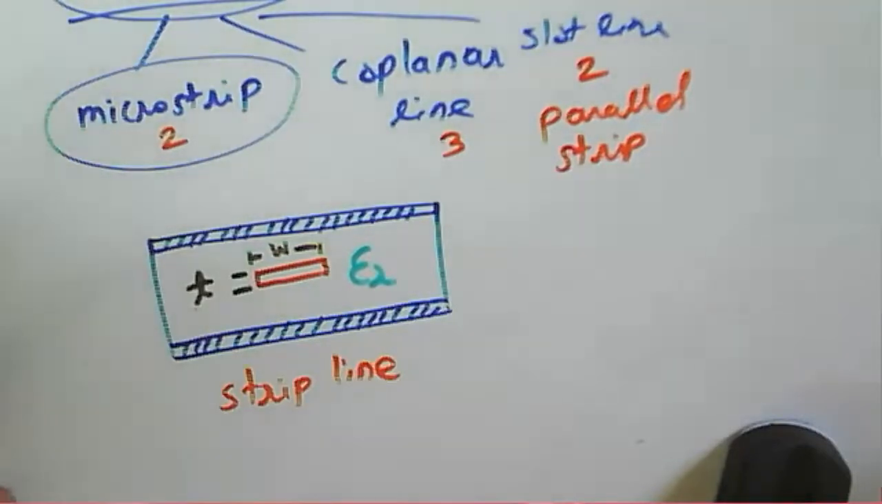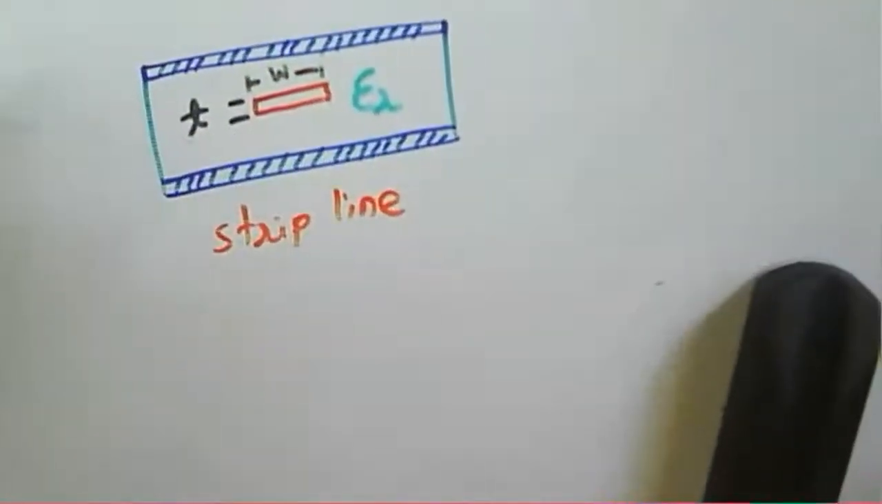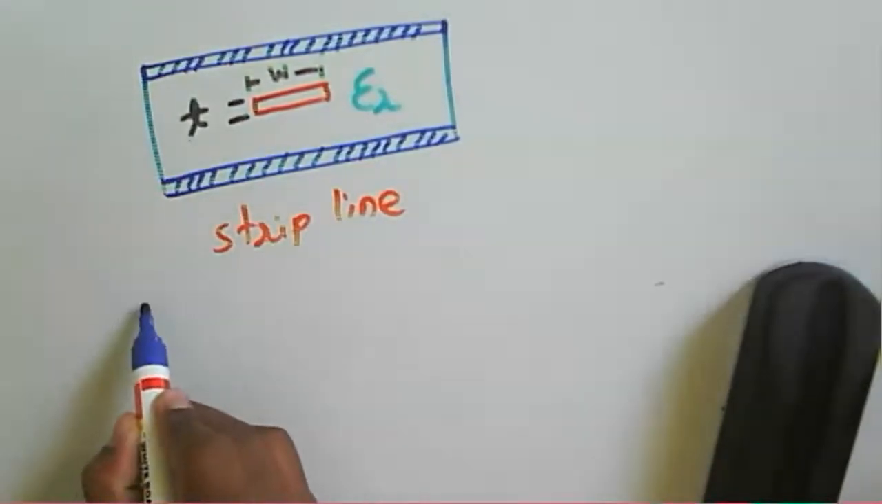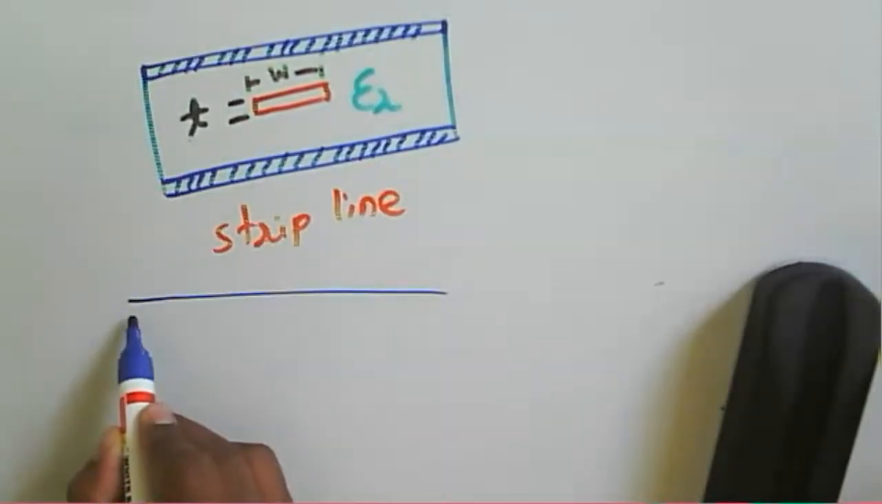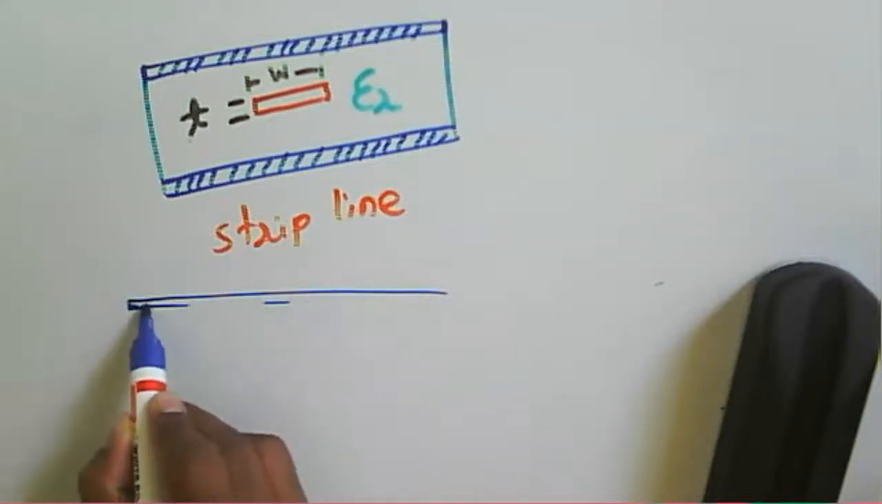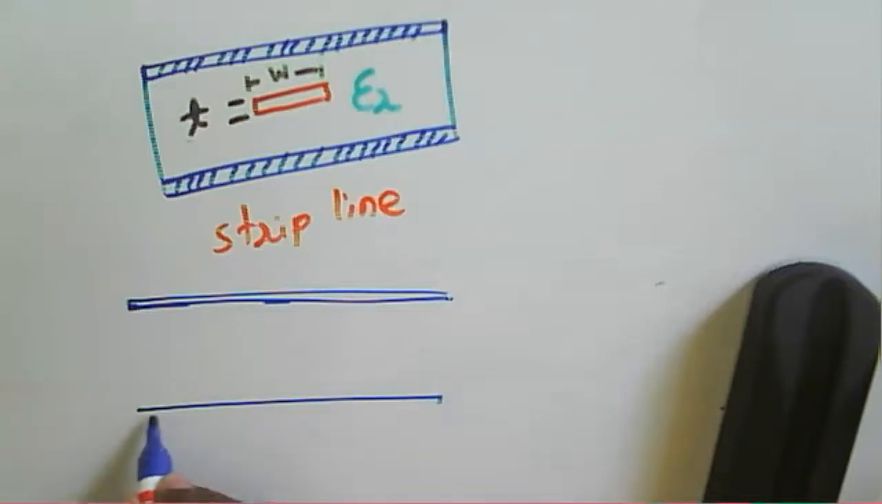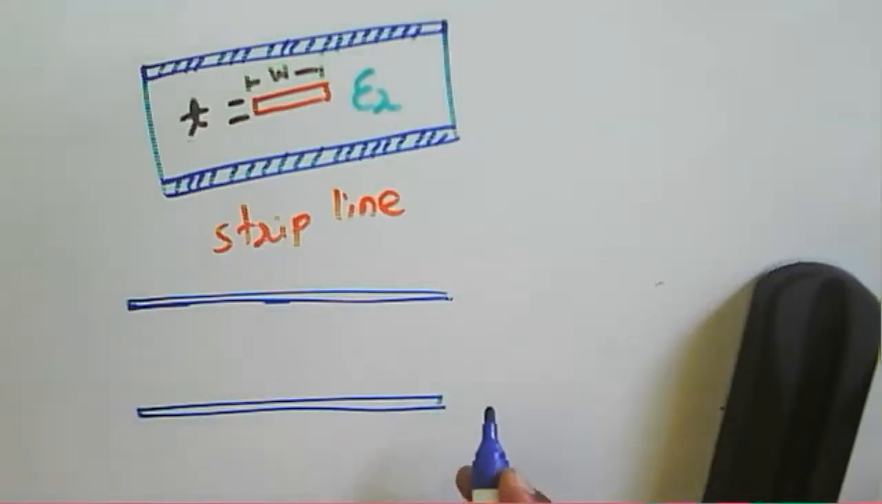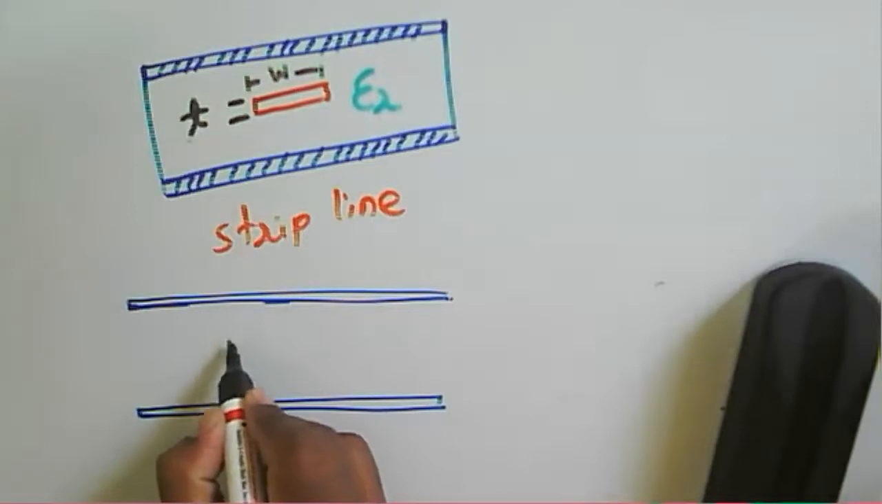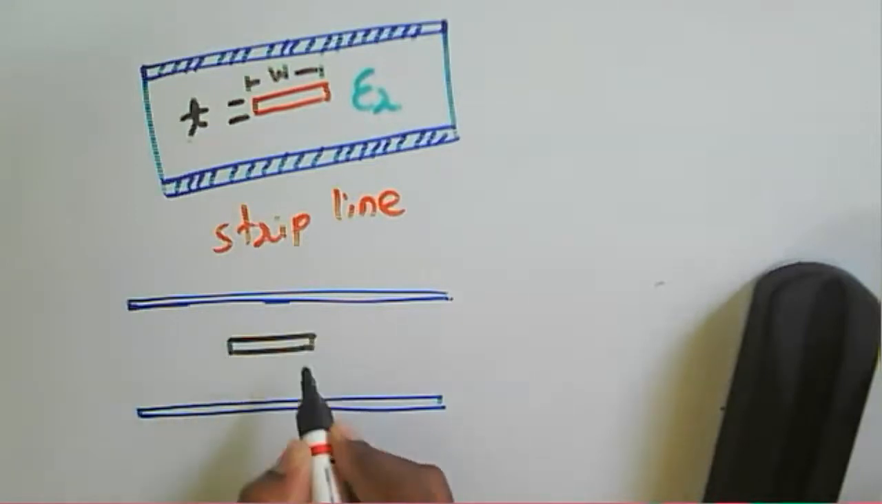If you see the field distribution for a given strip line, here we have the ground plane, and in between that we have a strip.